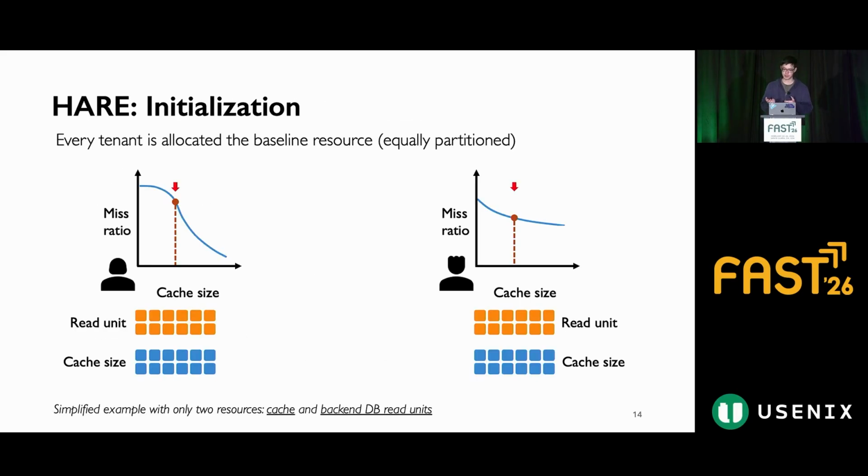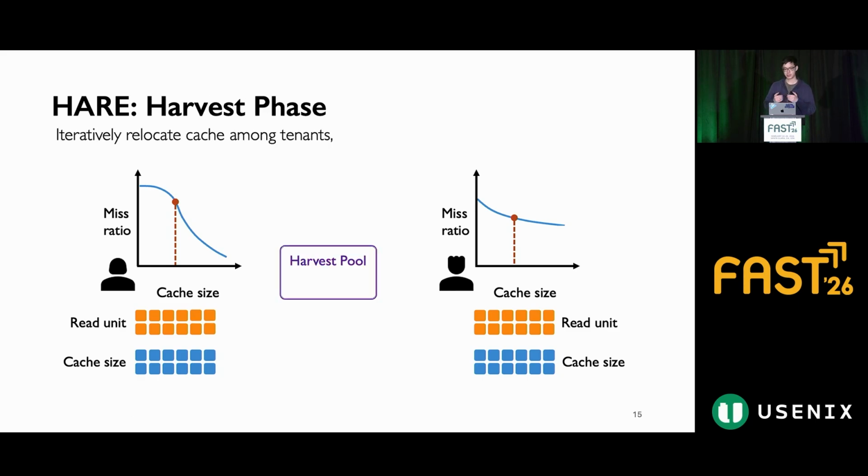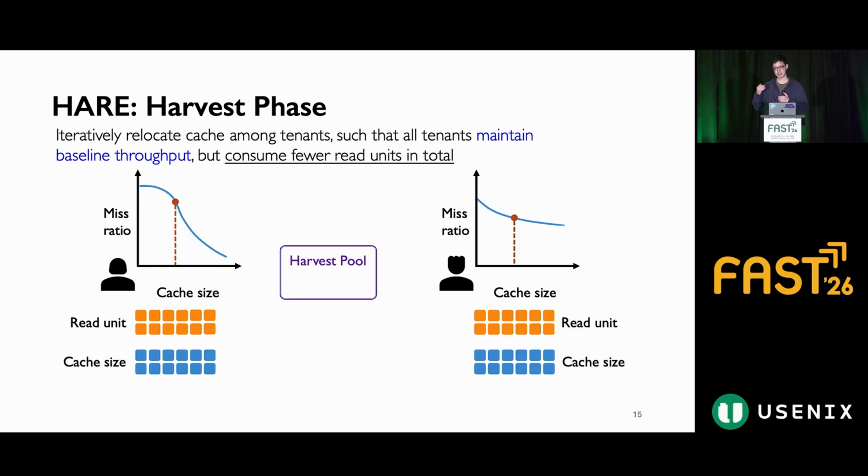To begin with, every tenant will simply start with a baseline allocation where every resource is equally partitioned. Recall this is by definition fair. Here for simplicity, we'll use an example where there are only two resources: a cache and a backend database, the read units. Now we start the harvest phase. In the harvest phase, we're trying to iteratively relocate a chunk of cache between tenants such that all tenants maintain the same throughput as baseline, but in total, they will consume fewer read units.